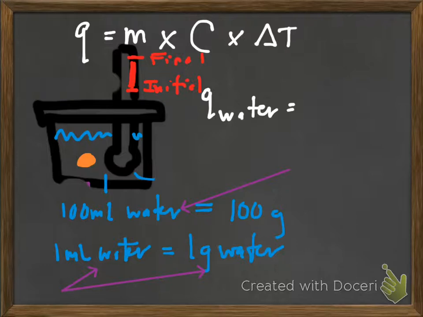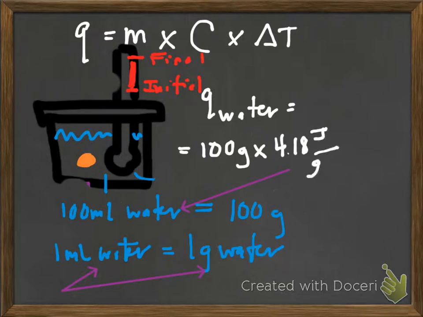That is the M for my Q equals equation. So you'll notice here I have 100 grams for M times 4.18 joules per gram degrees C. We are going to use this number over and over and over again. Anytime that you need C for today, you're going to use that number, 4.18.